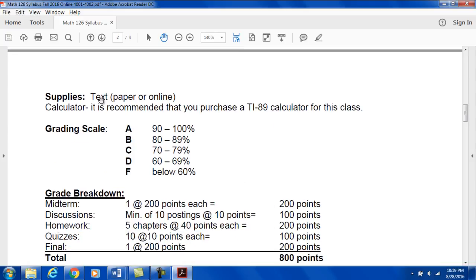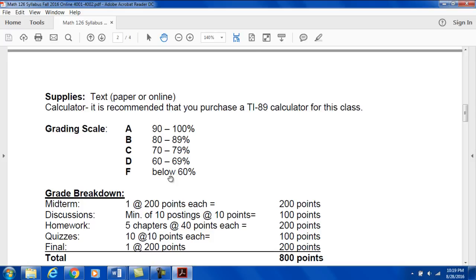Supplies: you need a textbook. A calculator is recommended. I recommend you do the TI-89. If you want to be safe, you can do the TI-84. I think that's what most professors will allow. I do allow the TI-89 though. Not everyone does.